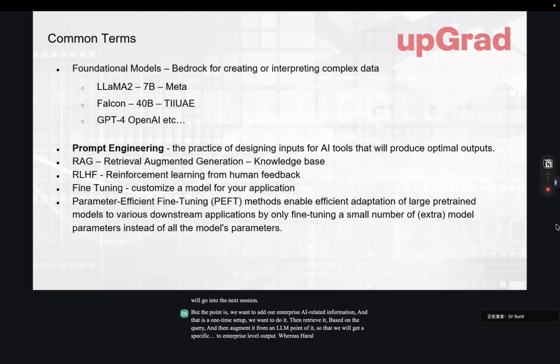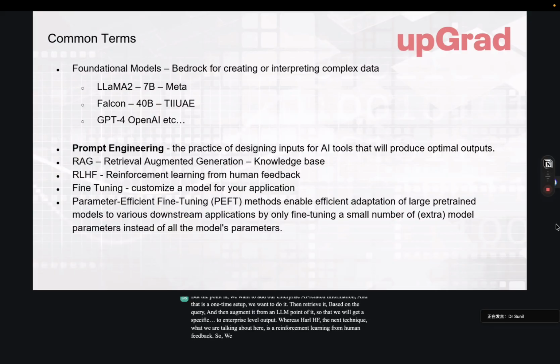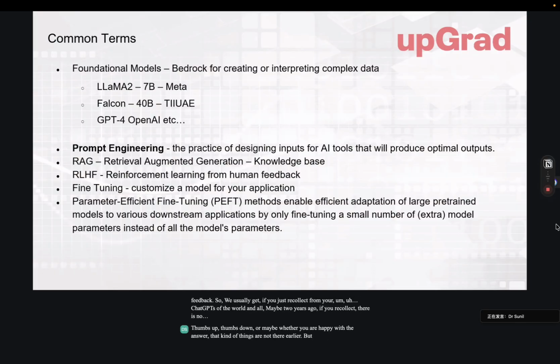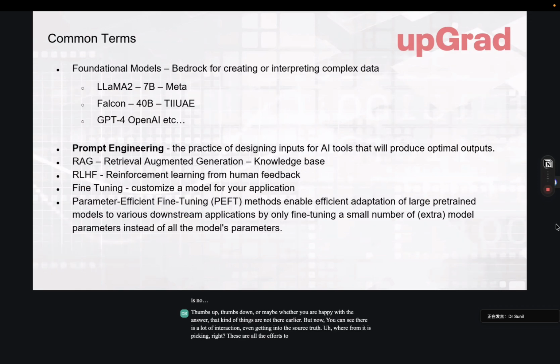Whereas RLHF, the next technique we are talking about here, is reinforcement learning from human feedback. If you just recollect your ChatGPTs of the world, maybe 2 years ago, there was no thumbs up, thumbs down, or any way to say whether you are happy with the answer. Those things were not there earlier. But now you can see there is a lot of interaction, even getting into the source of truth, where it is picking from, right? These are all efforts to build trust and get feedback from the human.